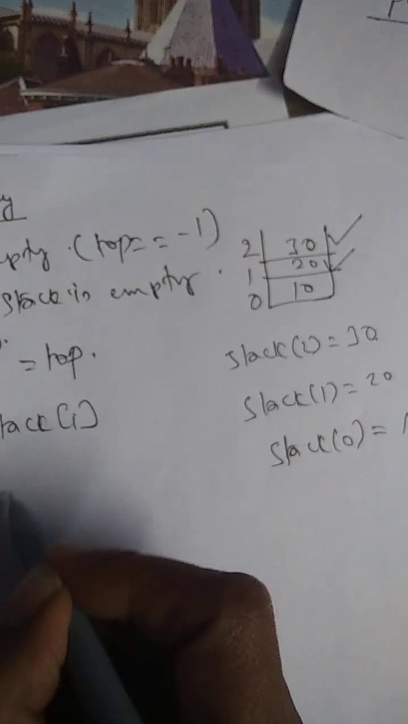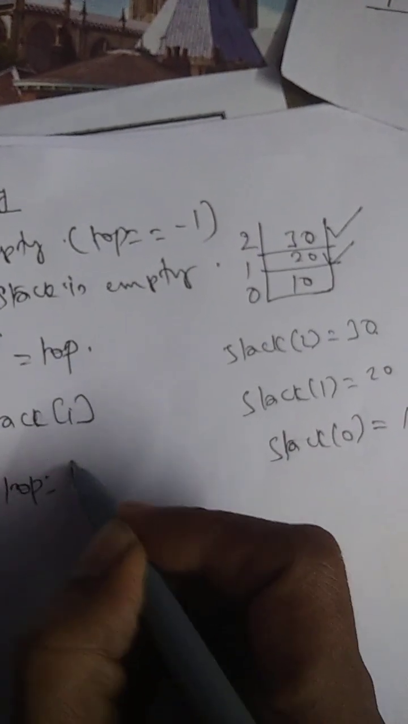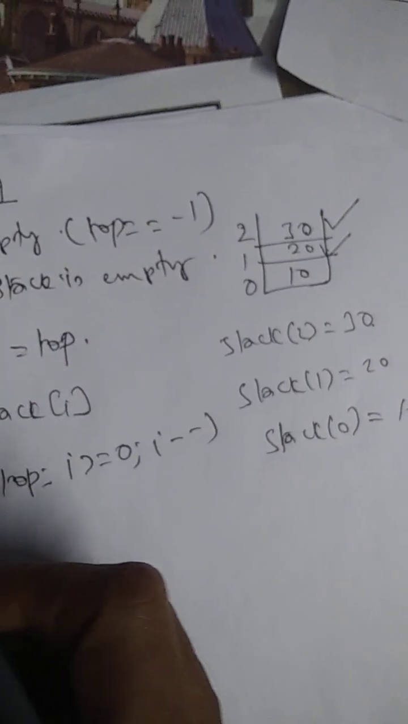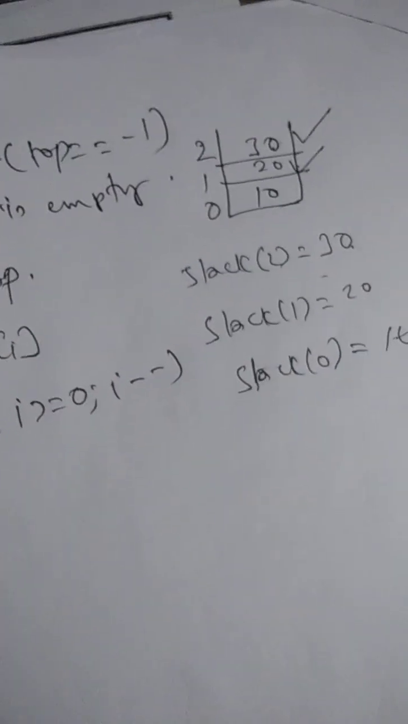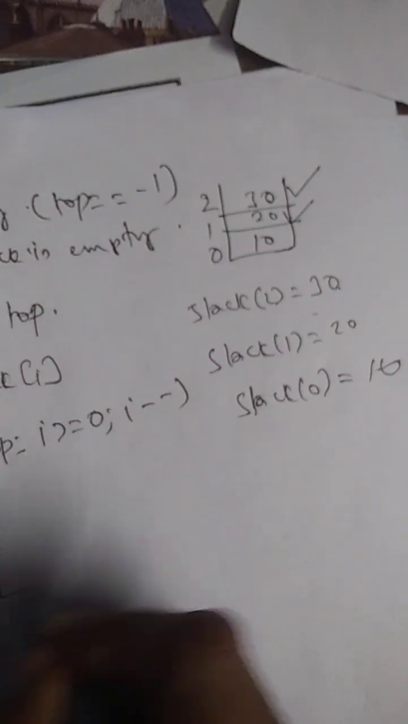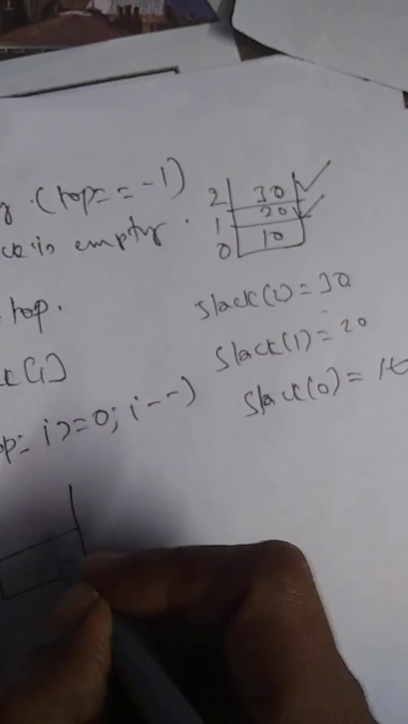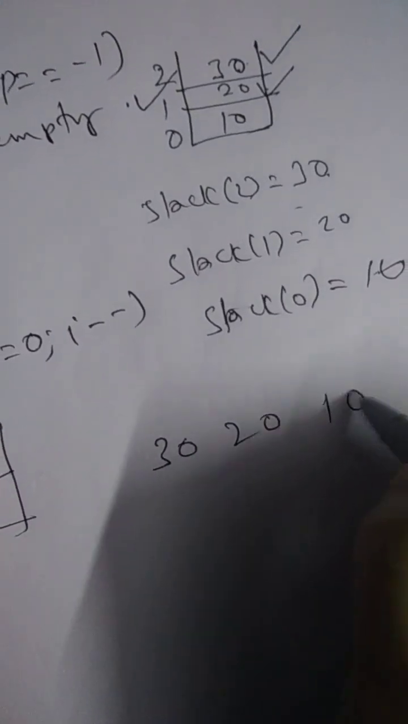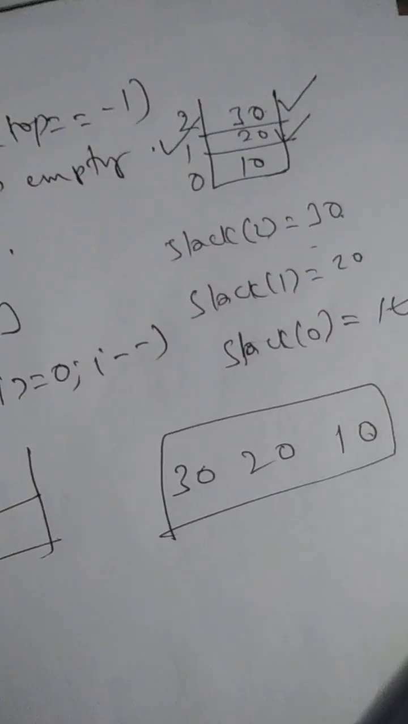So the logic you have to take here is: I is equal to top, I greater than or equal to 0, I minus minus, and display stack of I. Now the elements will be displayed. So now 30, 20 and 10 will be displayed. This is the display operation.